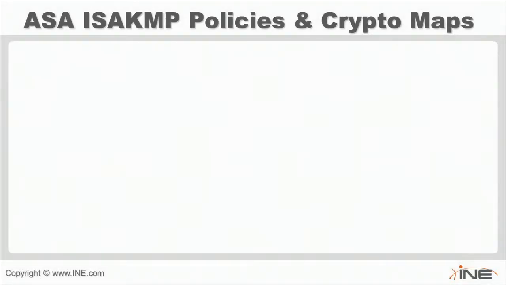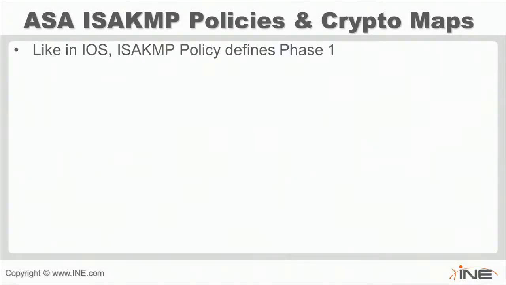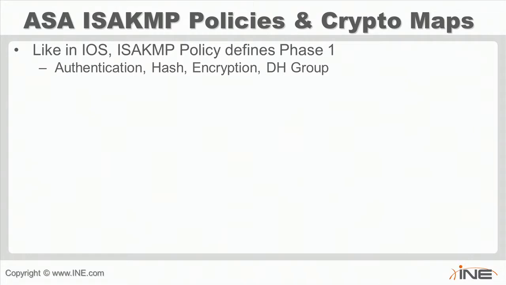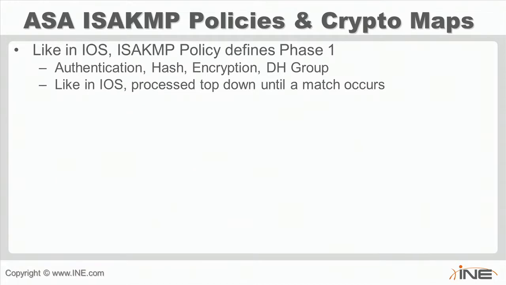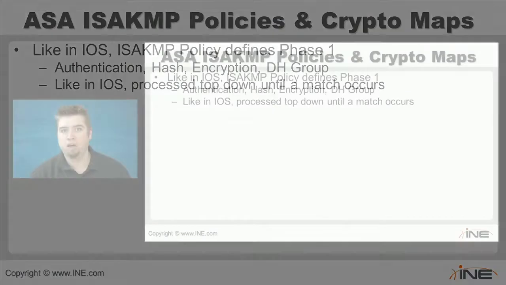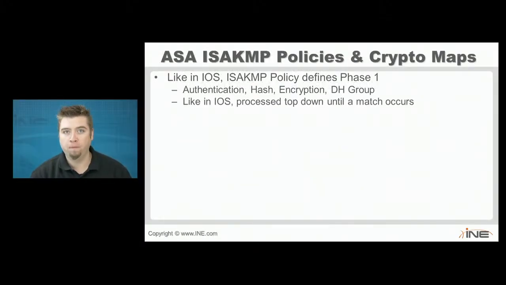Now with the ISAKMP policies and the crypto maps, as I mentioned, these are going to be similar to the iOS implementation, and just like in iOS, the ISAKMP policy defines our phase 1 parameters. So again, those 4 options that we need to match on both ends of the peer: authentication, hashing, encryption, and the Diffie-Hellman group. And just like in iOS, these are going to be processed top-down until a match occurs. So if we have ISAKMP policy 10, 20, and 30, we're first going to check policy 10. If that doesn't match, go to 20. If that doesn't match, go to 30, and so on and so forth until we run out of policies, and then ultimately the proposal would be denied.